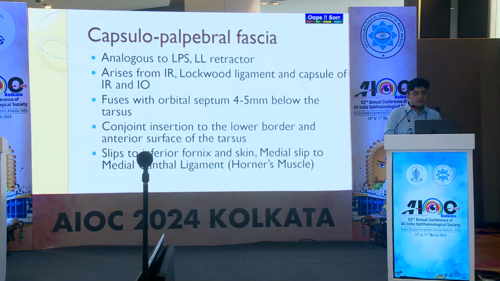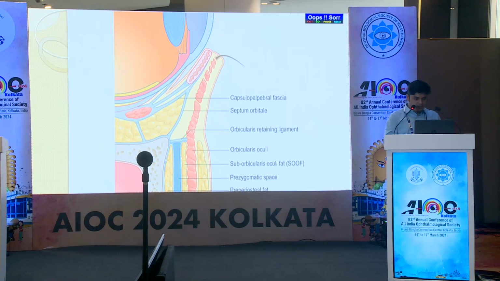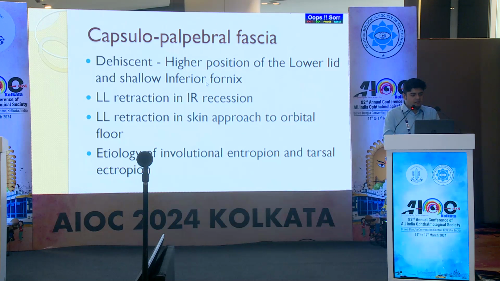Now, analogous to the levator is the lower lid retractor, which is the capsulopalpebral fascia. It arises from the inferior rectus, the Lockwood's ligament and capsule of the inferior rectus and inferior oblique. Then it fuses with the orbital septum below the tarsus. There is also conjoint insertion to the lower border of the tarsus and slips to the inferior fornix and skin. As we can see in this diagram, the capsulopalpebral fascia divides and inserts into the tarsus and the inferior fornix and also gives slips to the skin. Similar to the levator, dehiscent capsulopalpebral fascia causes higher position of the lower lid and shallow inferior fornix, and there might be lower lid retraction in inferior rectus recession.